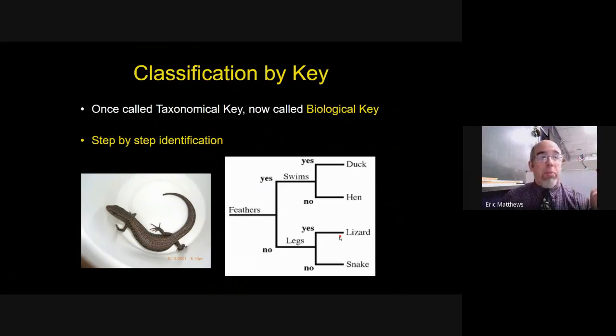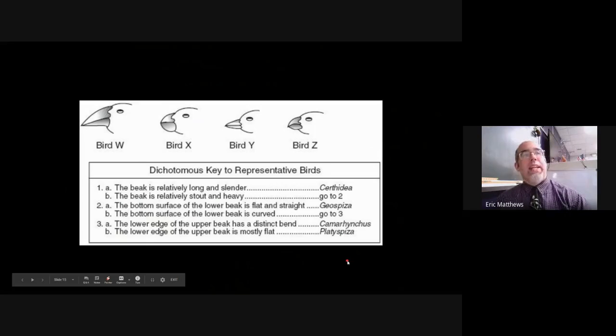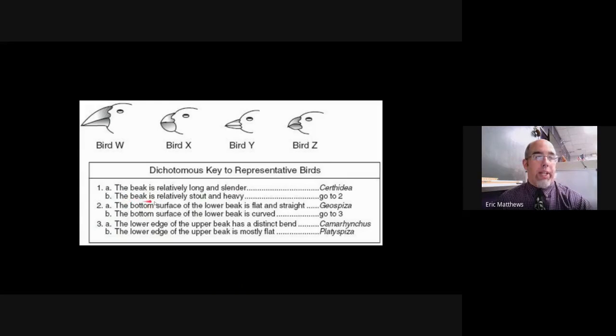Now, these tend to be written up as more complicated things like this, and this is directly out of the Regents exam. So the beak is relatively long and slender, or the beak is relatively stout and heavy. Just think of the difference between long and whatever stout means. So long, you know what that is. Stout's going to be the opposite. So if we look at bird W, is this a long beak or is this a thick beak? Well, hopefully if you take a look at these four beaks, this is not the slender beak. It is thick and heavy, so we go to number 2.